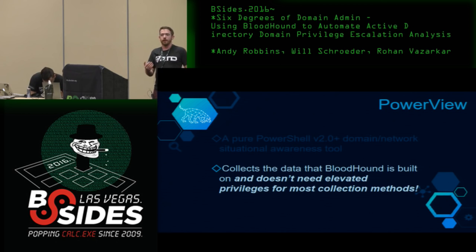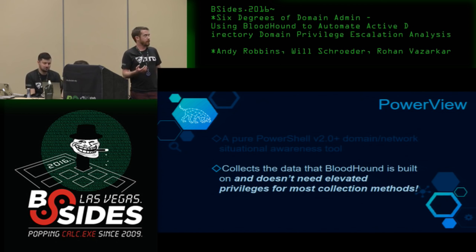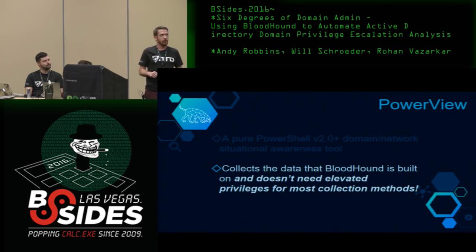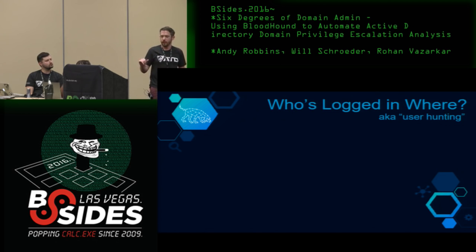PowerView will collect all the data that BloodHound needs to build its attack graphs, and also has some really nice export functions and transformation functions built specifically for BloodHound, which I'll go over. And again, if you have elevated rights in a domain, meaning domain admin or server admin, you can get much more information, but you can get a huge amount of this information even if you are a basic unprivileged domain user. So I'm going to go through the three different areas of information that Andy said were required for this attack graph design and show you how PowerView collects that data under the hood.